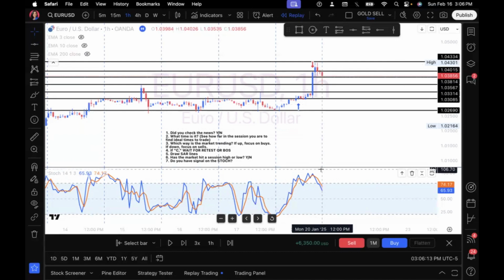So that really is a simple way that you can find your take profits when it comes to looking for a buy trade.